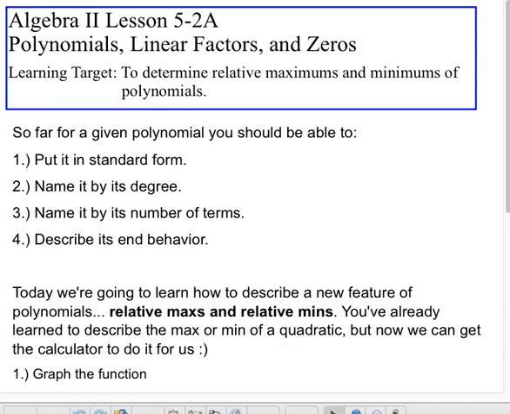Welcome back. Today we're starting our second lesson, 5-2. So our learning target for today, we want to learn how to describe the relative maximums and relative minimums of polynomials.